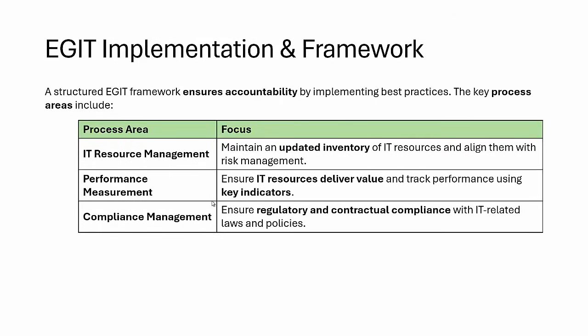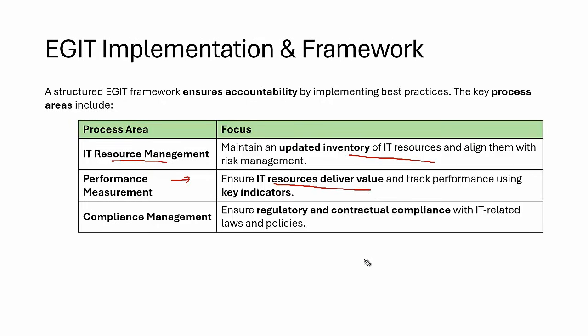Now, one thing you need to understand is that with EGIT, enterprise governance of IT implementation, they can ensure accountability through best practice. They have three major functions. The first is IT resource management. Its function is to maintain an updated inventory of IT resources, because unless we know what we own, we cannot manage it. Second, they should introduce metrics for performance measurement, which ensures IT resources deliver value, and track performance using key indicators.